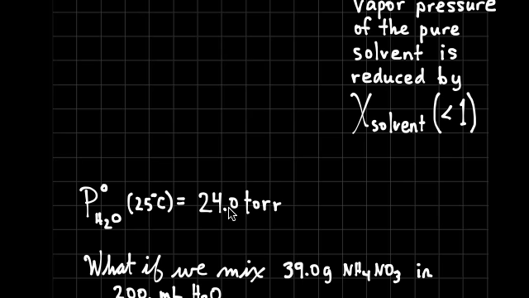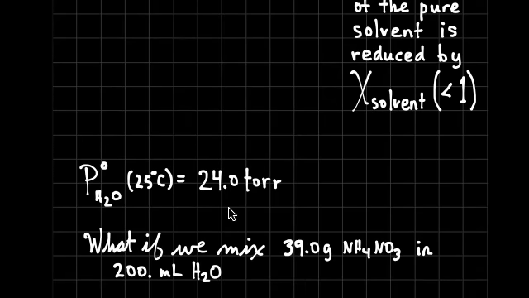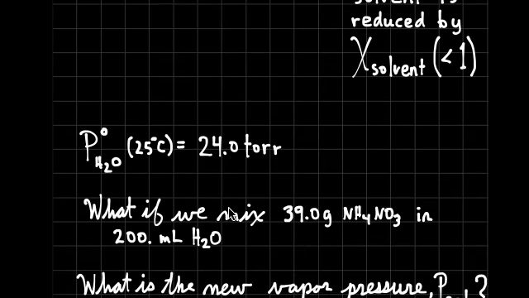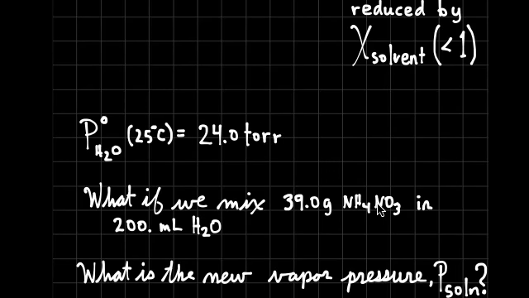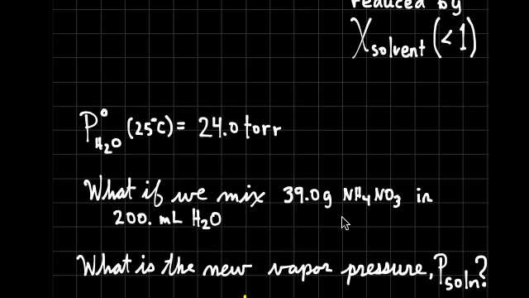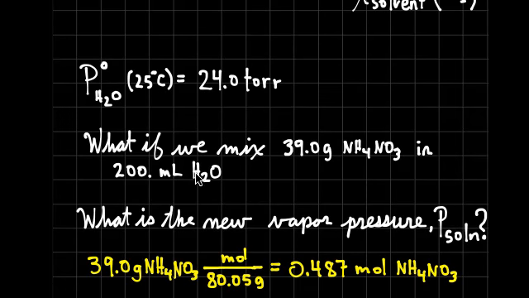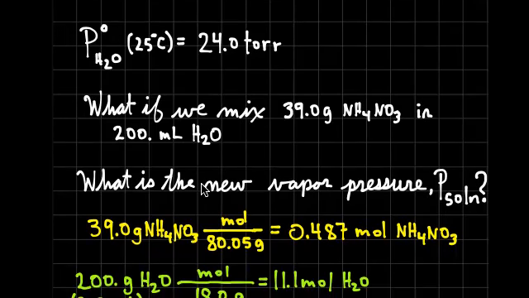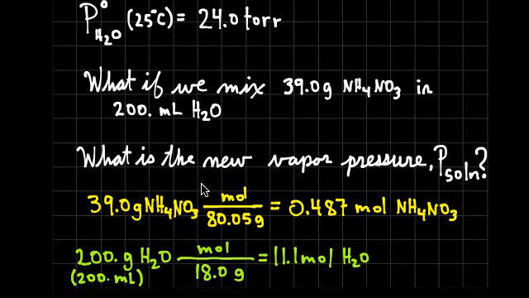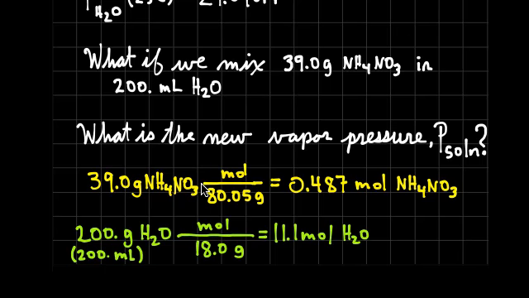Not very much. Doesn't want to evaporate very quickly. What if we mix 39 grams of a solid white chemical, ammonium nitrate, in with 200 milliliters of water? Well, if it was just the water, I'd have this vapor pressure. But it's not just the water any longer. That 200 milliliters of water is now occluded, interfered with. The surface of the water, not in as intimate contact perhaps with the space above. What's the new vapor pressure? I say, let's find the mole fraction.